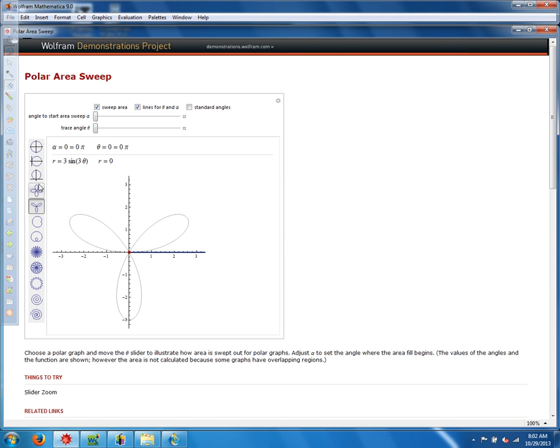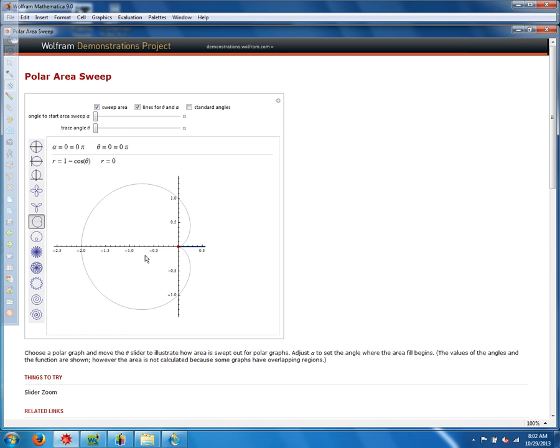So let's look at, so here's a cardioid. And so I'm just going to trace out, the radius is going to sweep out the area of this cardioid. So this is how I talk about visualizing it. So there's that area being swept out in there. So we can visualize the radius sweeping across, and it sweeps out that area. And then we go around here.